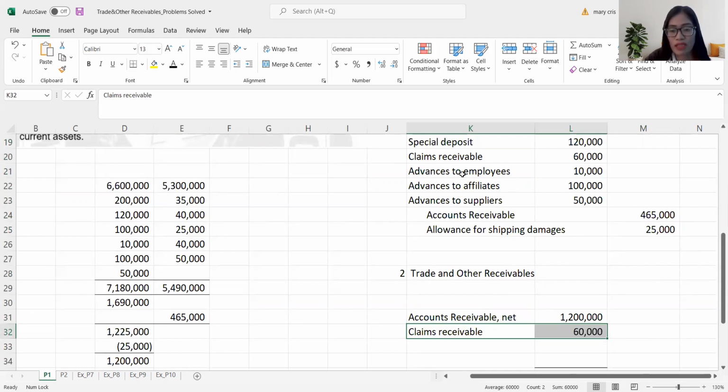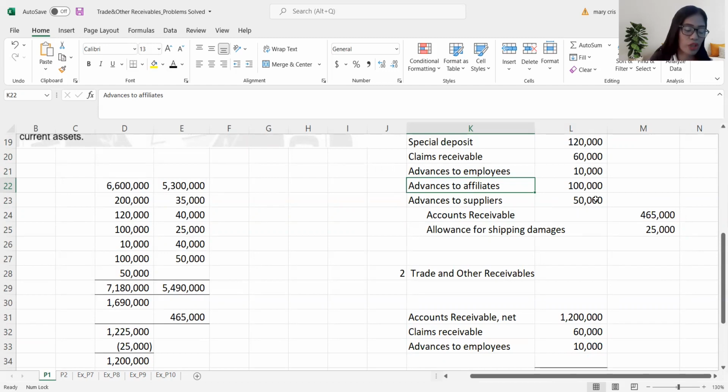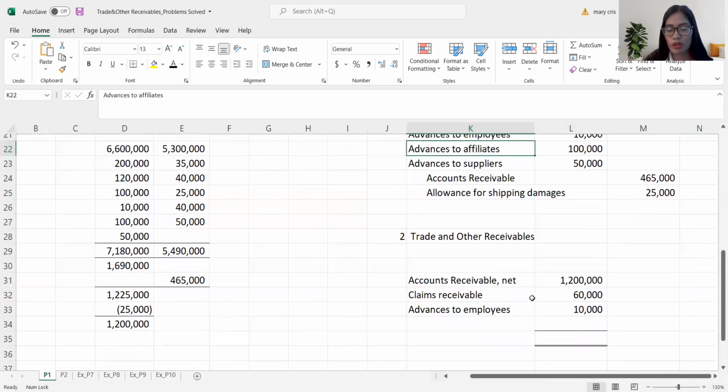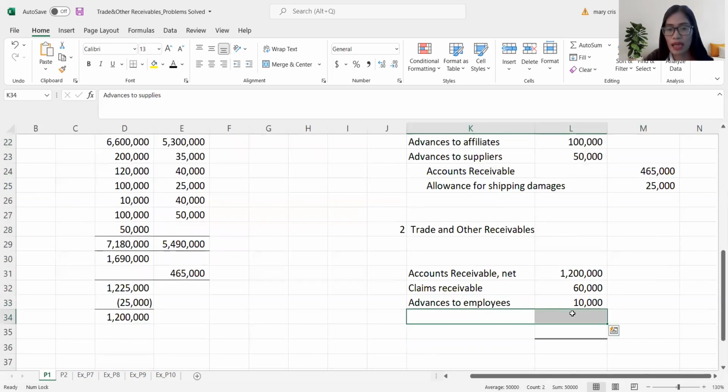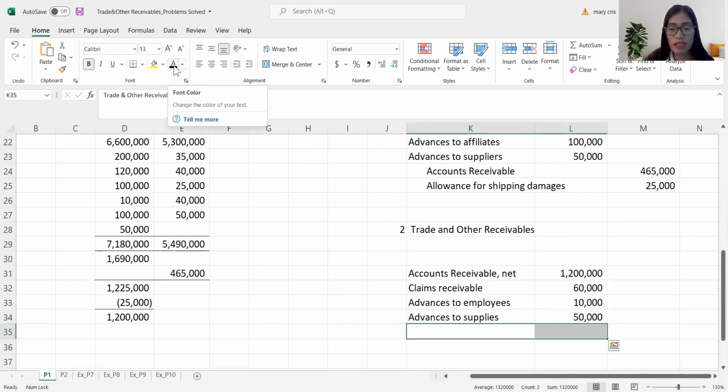Another is the advances to employees, which is also a current asset. Advances to affiliates normally is a long-term investment. It's a non-current asset. So hindi natin siya dapat isama sa ating trade and other receivables na caption. Lastly, we have advances to suppliers amounting to 50,000. So that one should be included. So in short, ito lang lahat ang dapat nating makita, no?